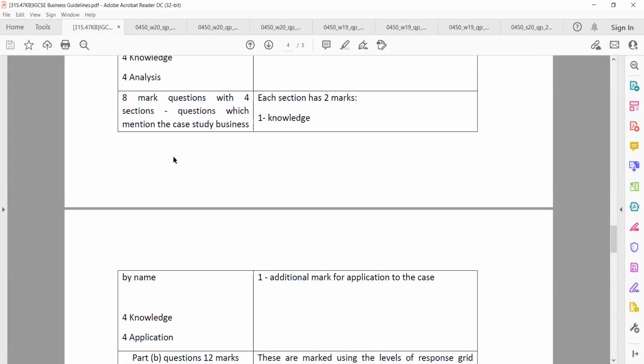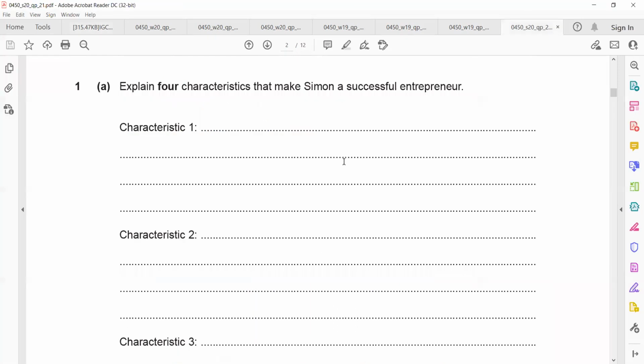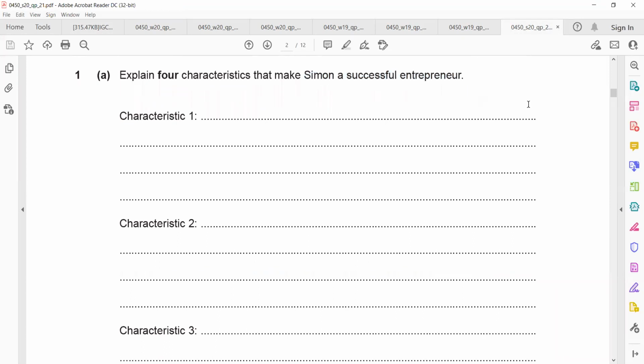So the 8-mark questions are divided into 4 sections, and each section will consist of 1 knowledge and 1 application. Now, let me clarify what I mentioned just now. For this question, it mentions information about the case. So this question will be our third variation. This question mentions the name of the person stated in the case, so it will be for knowledge and for application.